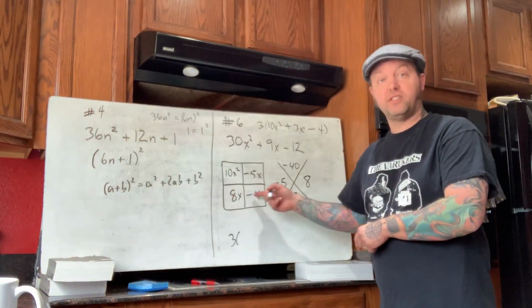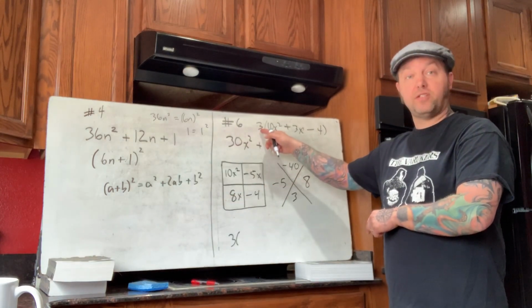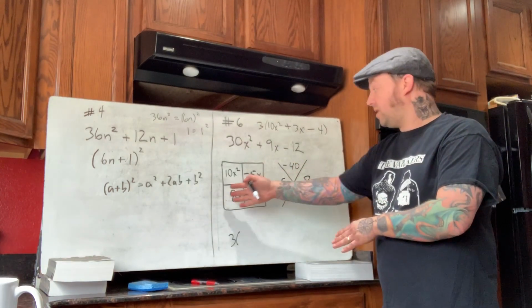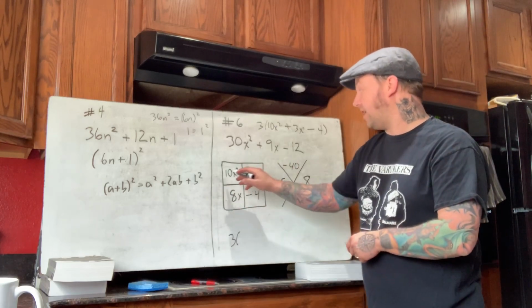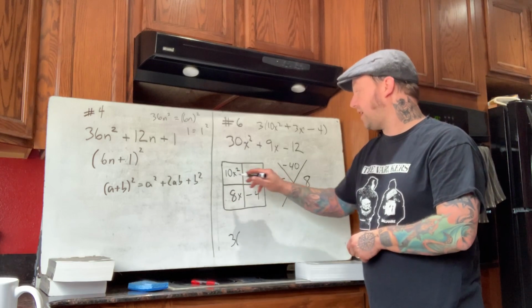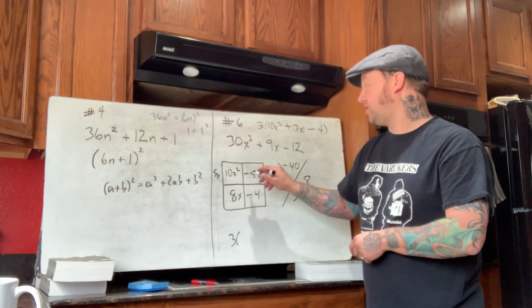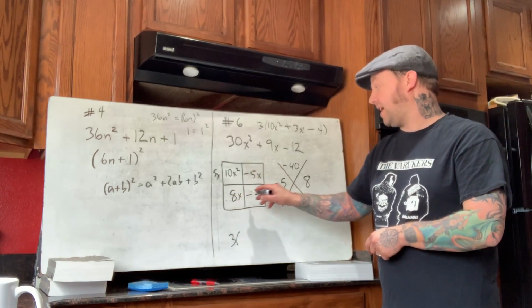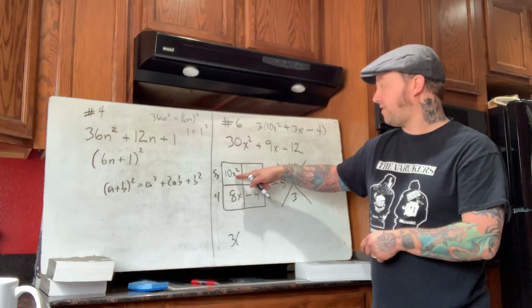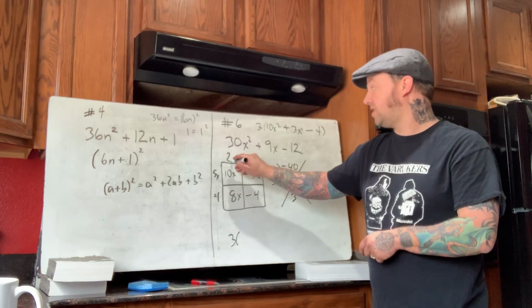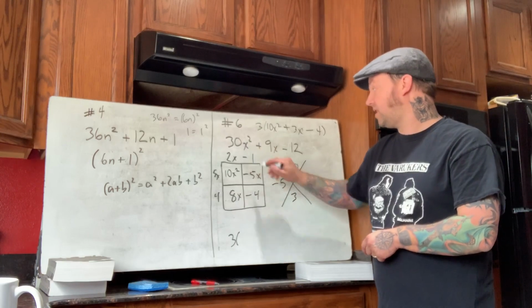Now, how do we find out what goes on the outside? We can just take the GCF of everything. Remember, that's why we factor out the GCF at the start. So when we have everything in the box, we can just find the GCF on the outside. So the GCF of 10x squared and negative 5x is 5x. GCF of 8x and negative 4 is 4. GCF of 10x squared and 8x is 2x. GCF of negative 5 and negative 4 is negative 1.